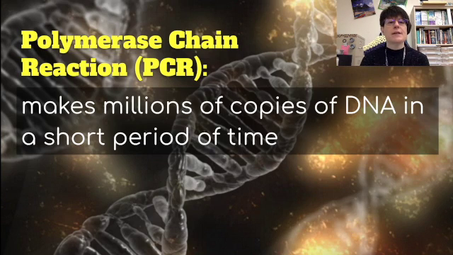A lot of times the samples are too small, so we have to use something called polymerase chain reaction, PCR. And what polymerase chain reaction does is it makes millions of copies of DNA in a short period of time. So it multiplies the DNA so we have a large enough sample to look at. PCR is also used for some of the testing for COVID-19 currently. They take a sample and it's too small, so they put it through polymerase chain reaction in order to multiply the DNA.